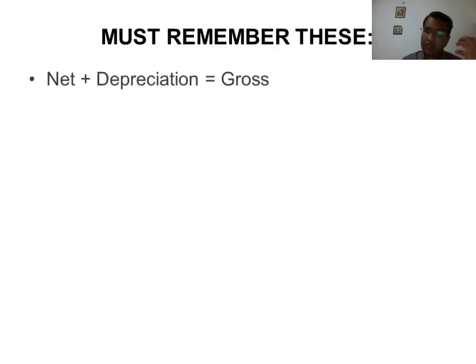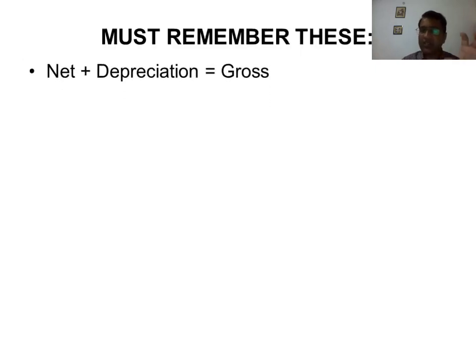Now some facts which you must remember to calculate national income by any method. First, net plus depreciation is equal to gross. If any net value is given and we add depreciation to it, then the total is called gross.